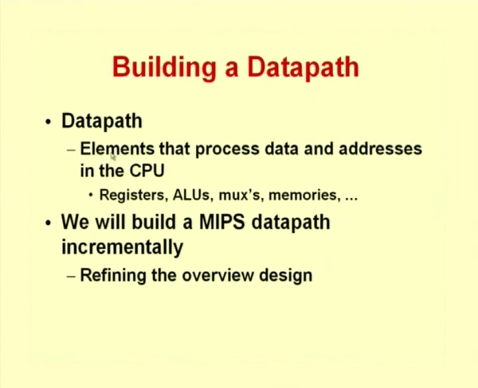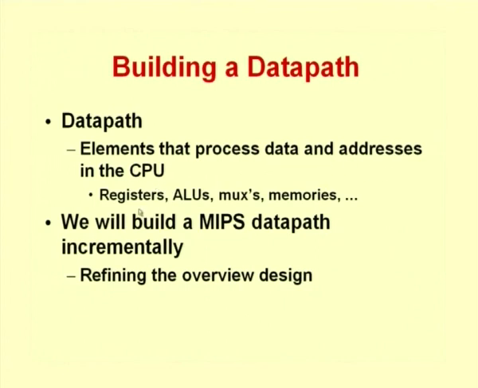Keeping all these things in mind, let us look at how a data path can actually be built now. We have indicated a basic structure. Now we will look at how exactly the data path will work in that basic structure. What do I mean by this term data path that I am using? Data path essentially consists of the various elements that process the data and the addresses in the CPU.